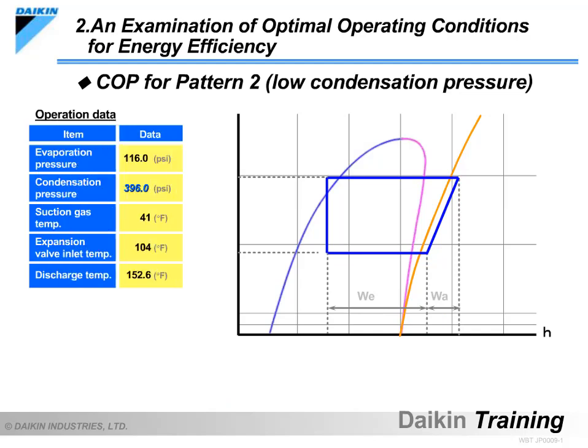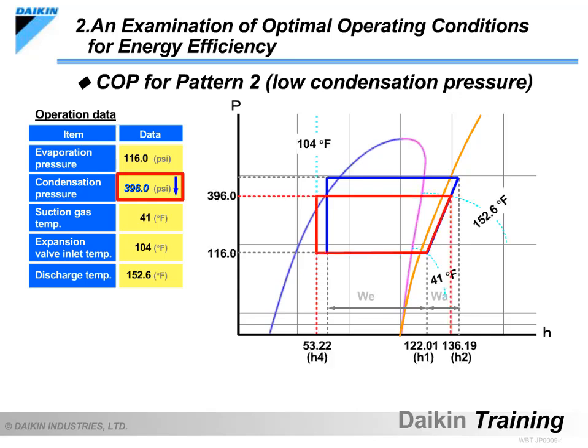Now let's take a look at pattern 2. It is an alteration of condensation pressure to a lower level than that found in the standard refrigeration cycle. The conceivable scenario in this case would be a better heat exchange within the condenser due to reasons such as a low outdoor temperature or when water is sprayed on the condenser.